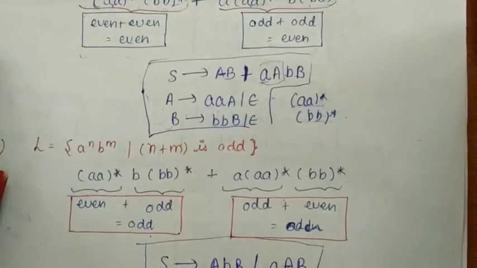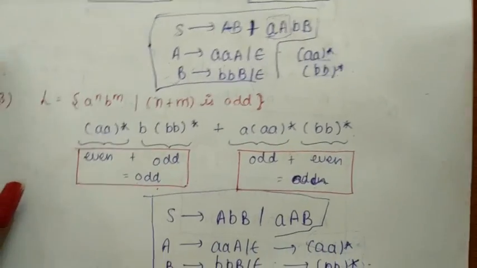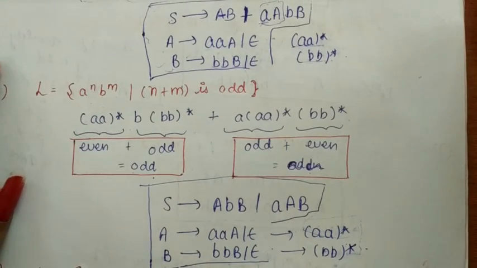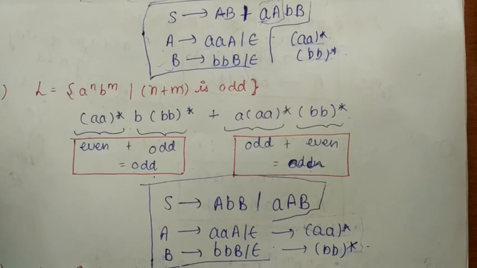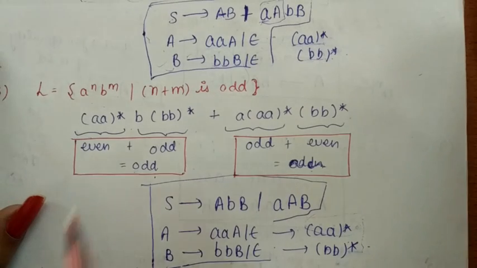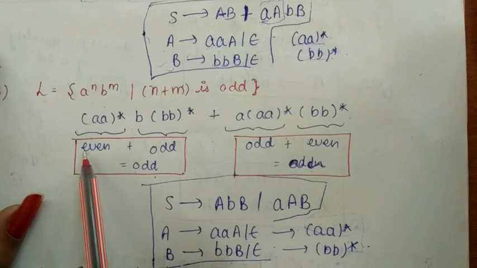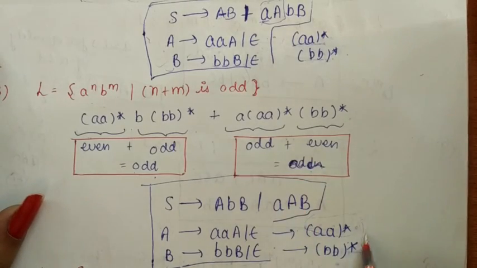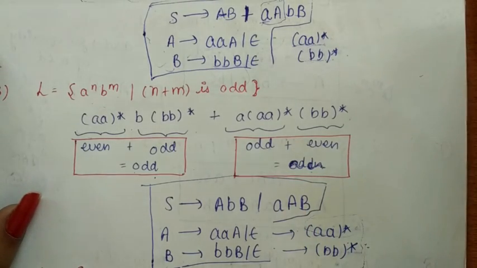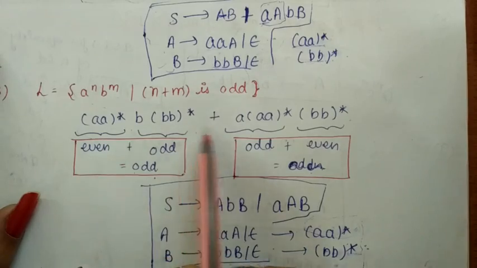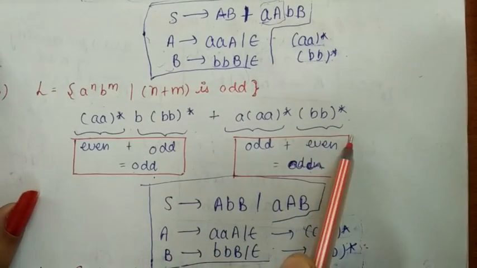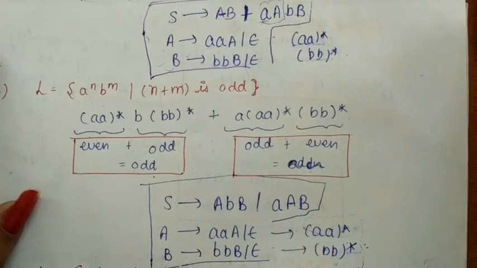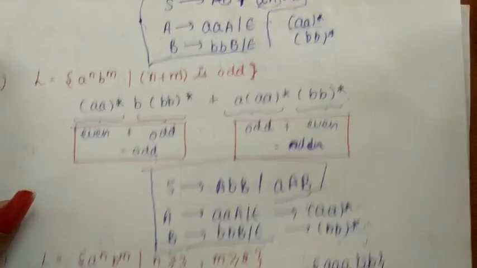Now the next problem is for when m plus n is odd. This is a similar problem to the last problem, but the only concept that is different is that even plus odd is odd and odd plus even is odd. So we will write the regular expression for even numbers in a similar way, and then we will replace in this regular expression. So you can do it by yourself.